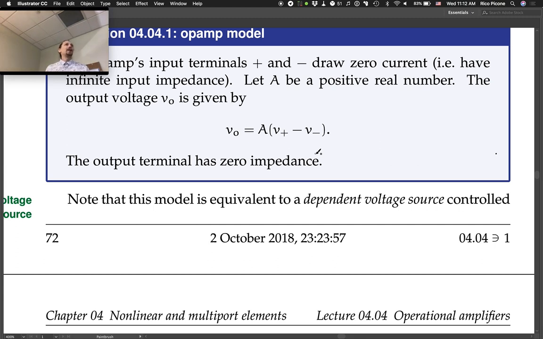So you might think, what do you mean this is going to operate in linear mode most of the time? It seems like it's going to do just the opposite. It's going to operate saturated most of the time, because if V plus and V minus are even 10 microvolts different, then it's going to be nonlinear. And so we're going to address this.